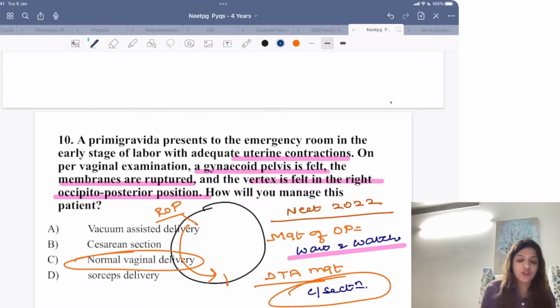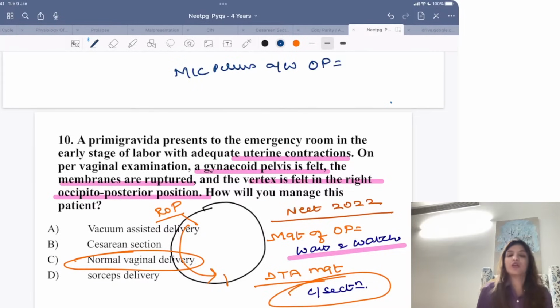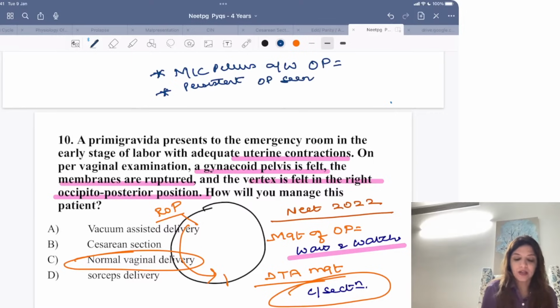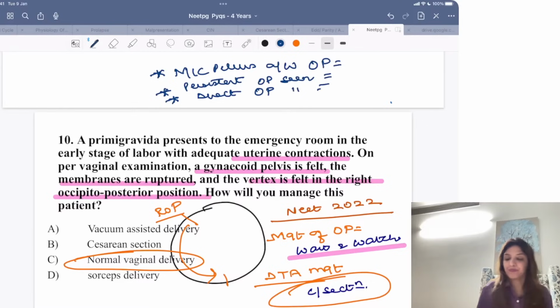Tell me, which is the most common pelvis which is associated with occipito-posterior position? Most common pelvis associated with occipito-posterior position, number 1. Number 2 question is persistent occipito-posterior position seen in. Number 3 question, direct occipito-posterior position seen in. Tell me.